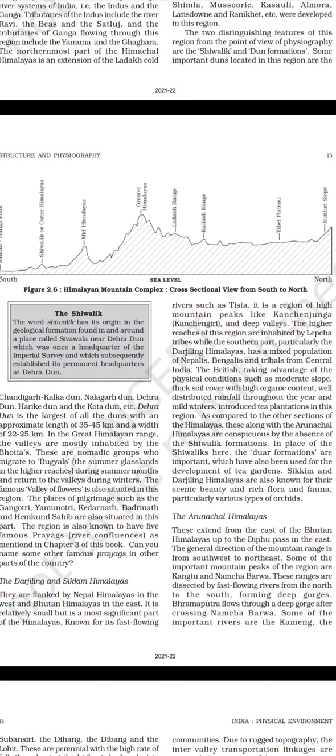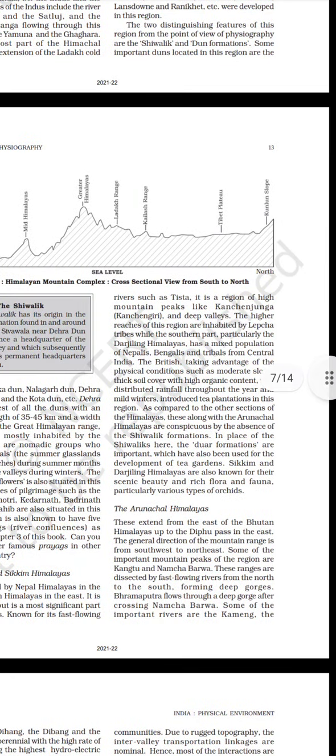It is relatively small but is a more significant part of the Himalayas, known for its fast flowing rivers such as Tista. It is a region of high mountain peaks like Kanchenjunga, Kabru, and deep valleys. The higher reaches of this region are inhabited by Lepcha tribes, while the southern part, particularly the Darjeeling Himalayas, has a mixed population of Nepalis, Bengalis, and tribals from central India.